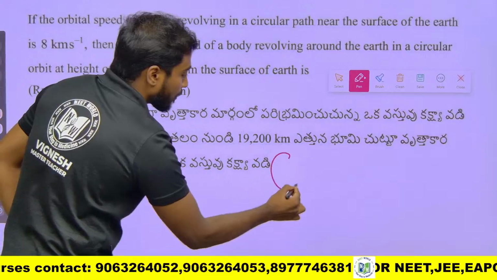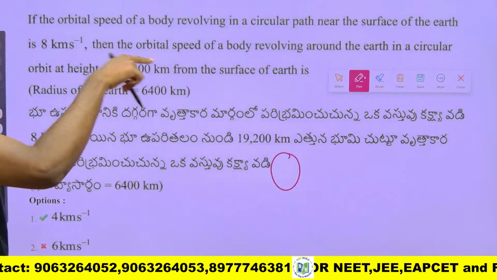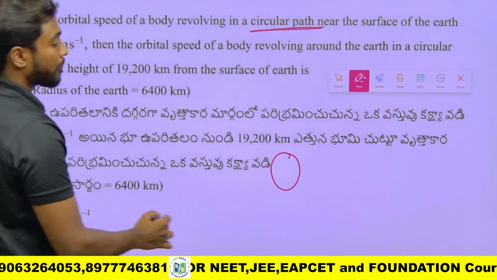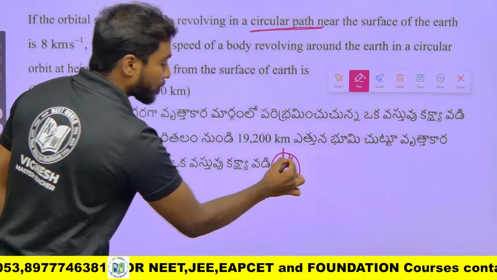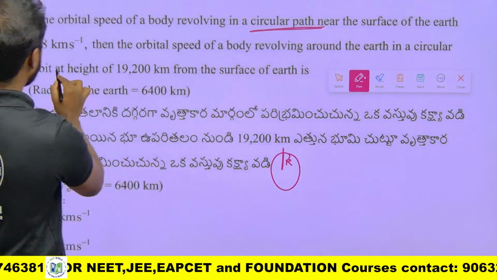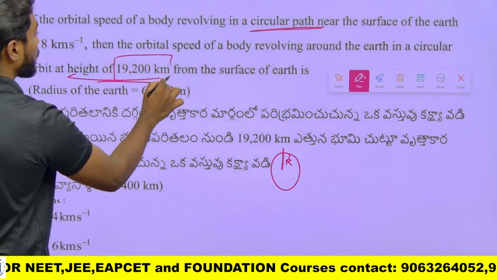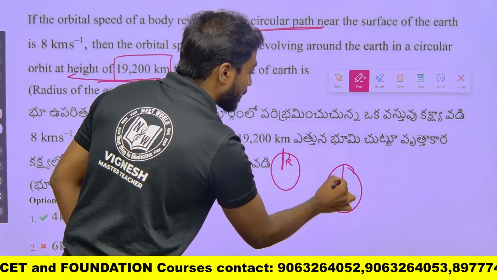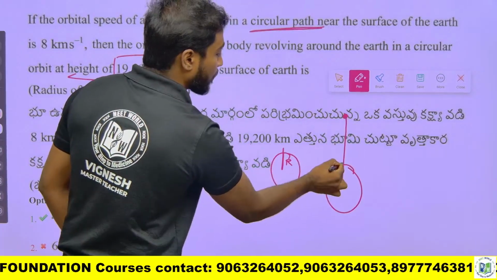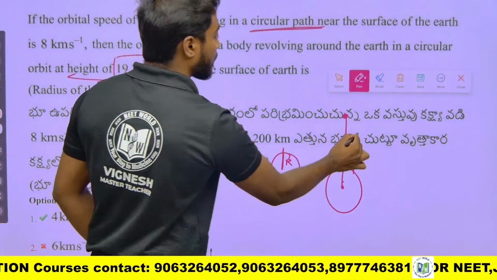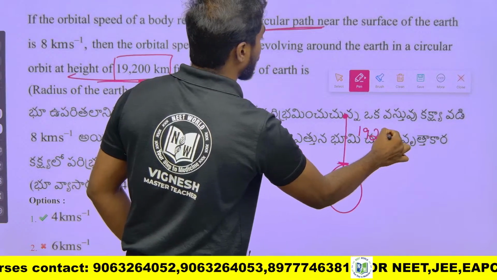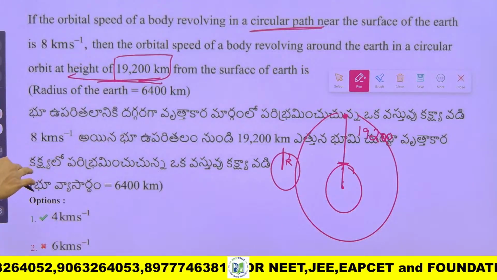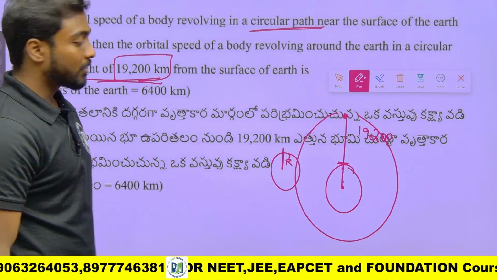initially when it's revolving in a circular path near the earth's surface, they have said, so I consider only the radius of the earth. Now they have taken the height 19,200 kilometer. So this is the earth's surface, from the radius, again from the height, from this point to this point, that is 19,200 kilometer. Now it is revolving like this. Then what is the velocity they are asking? This is the question, guys.